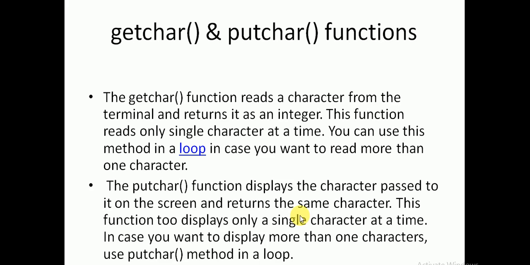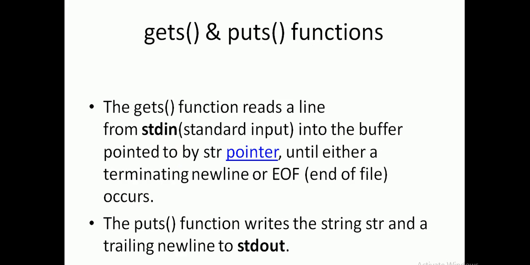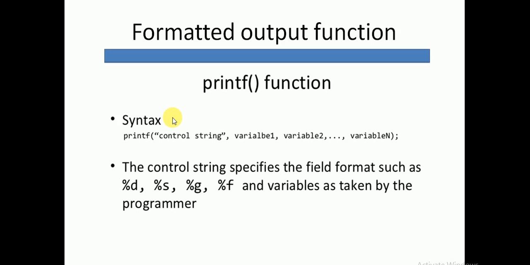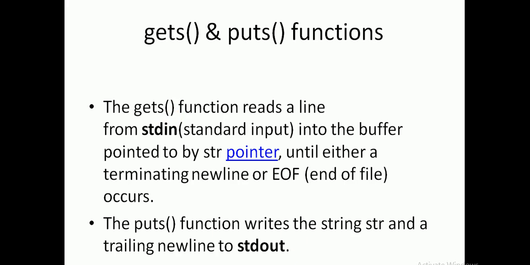Now next we'll see the gets and puts functions. getchar and putchar are the functions you use for only a single character, whereas gets and puts are the functions which are used for multiple characters. So gets is a function which is used to get multiple characters, right? Whereas puts is a function which is used to print multiple characters, that means a string.